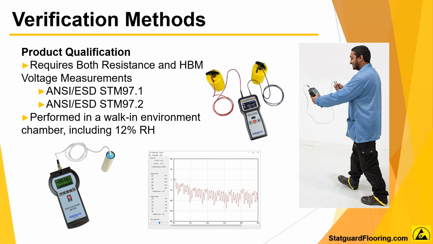The ANSI ESD STM97.2-2006 standard test method is intended to provide the test methods for measuring the voltage of a person in combination with an ESD floor, material, and footwear as a system. Pictured on the far right is an operator using the Desco body voltage meter. This is a portable measuring system that allows analysis of charge levels accumulated on the human body according to the ANSI ESD STM 97.2.